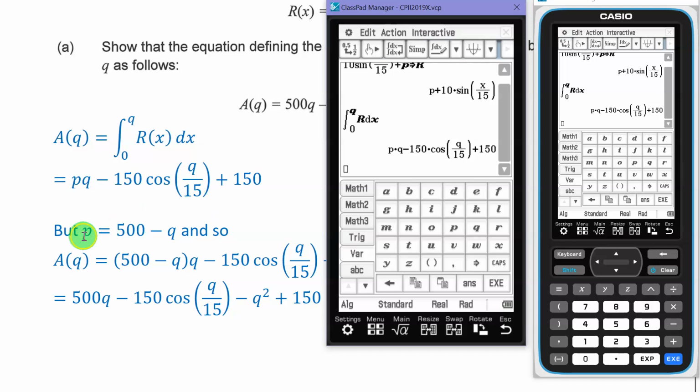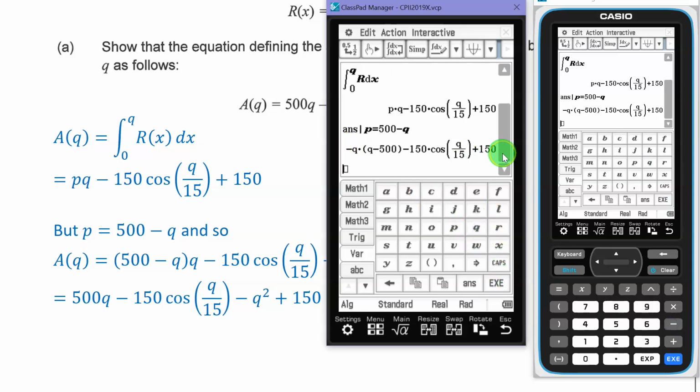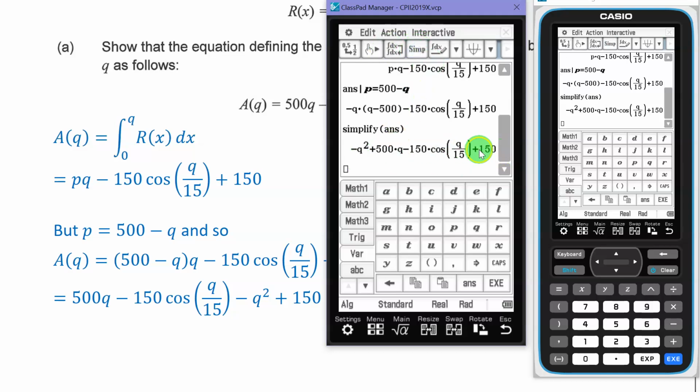Now we have to use the fact that P plus Q is 500. So we want to take the answer here and substitute in. I'll use shift, given the fact that P is equal to 500 minus Q. So here we go, 500 minus Q, and when we do that, we end up with this expression, and if I simplify it, hit the simp button, then we end up with this here, and that's basically what we've written down. So there are the basic 4 marks, and we're just letting the calculator do all the work.